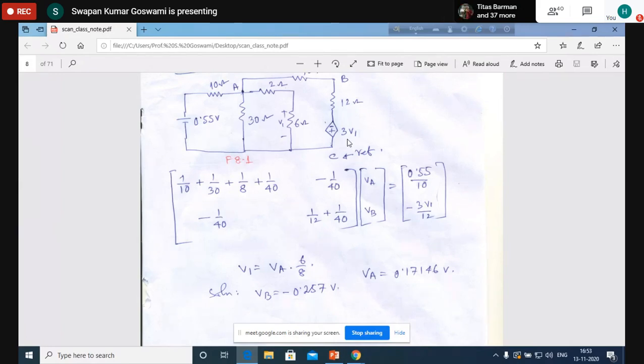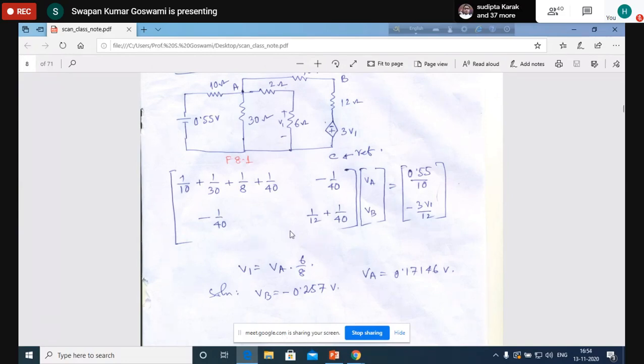But for the time being, we see that because of the incorporation of this dependent source, the admittance matrix is becoming asymmetric. So the admittance matrix or the impedance matrix, that means the network matrix, may become asymmetric because of the presence of the dependent source. Okay, this is our learning from here.